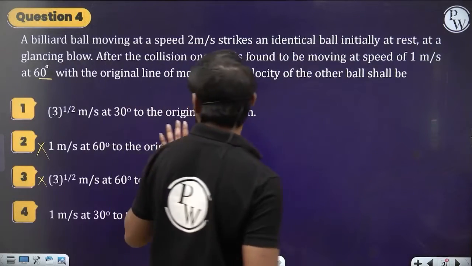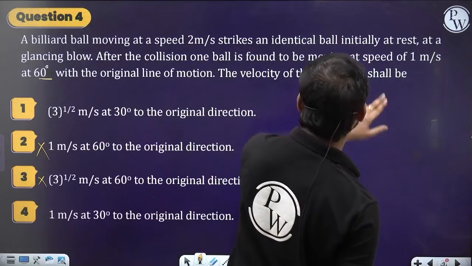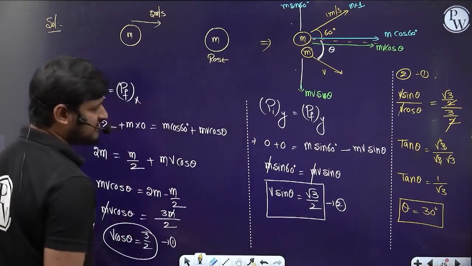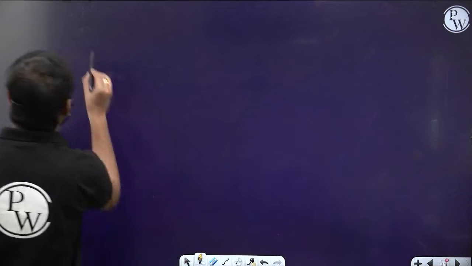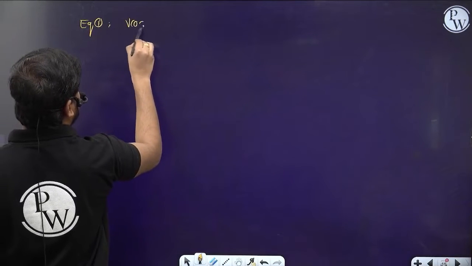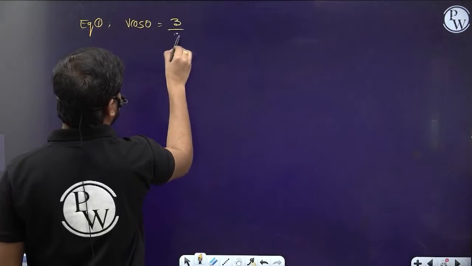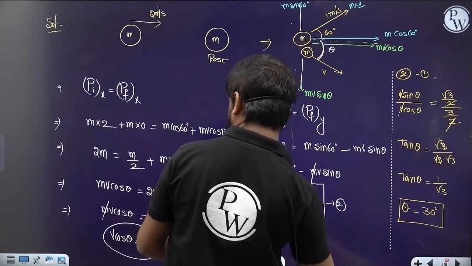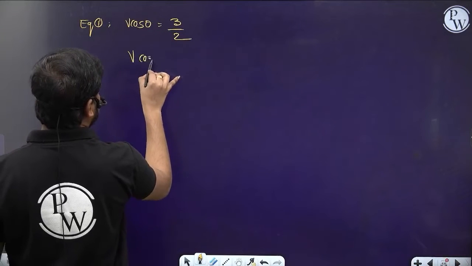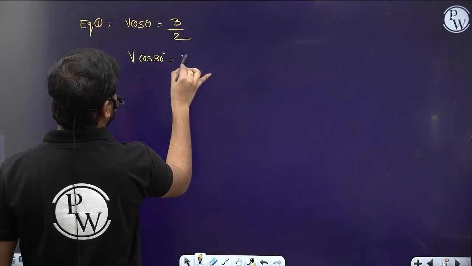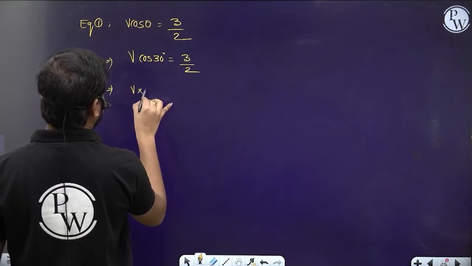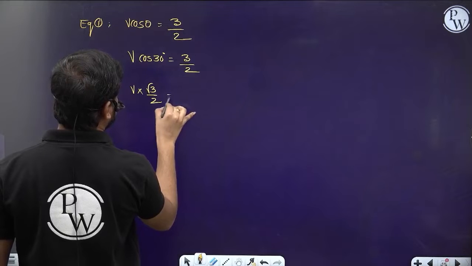Now we have to find its velocity also. The velocity of the ball shall be what? You can substitute into any of the equations, so let me take equation number 1. We got v cos theta is equal to 3 by 2. In place of theta you substitute 30. So v into cos 30 degrees is equal to 3 by 2, so v into root 3 by 2 is equal to 3 by 2.